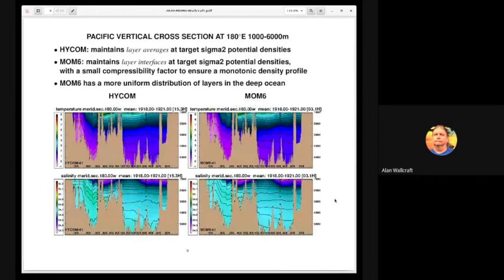This is the same section, but now 1,000 down to 6,000 meters. And in this case, you can see the advantage of the compressibility factor that MOM6 is using, which makes it easier to get layers in the deep ocean. And so here you have more uniform distribution of layers in the deep ocean in MOM6 than in HICOM.